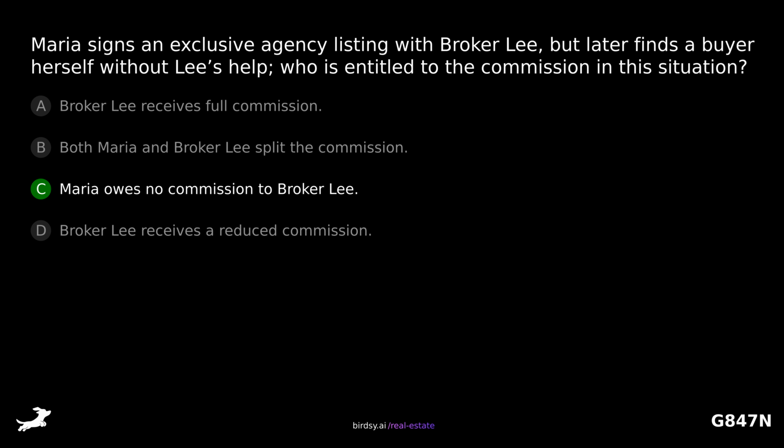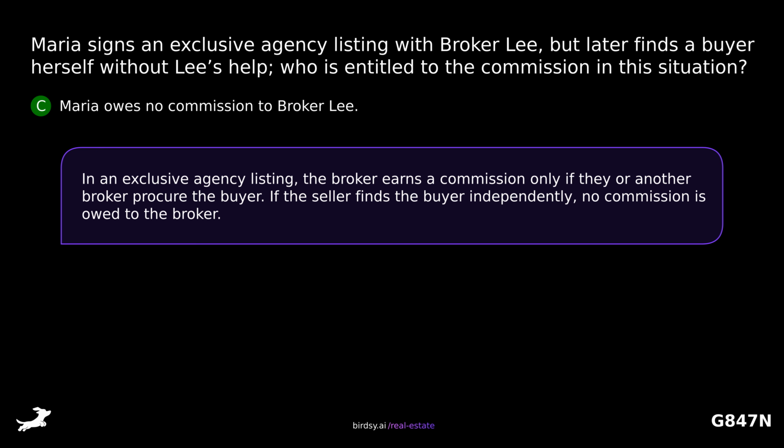The correct answer is C. Maria owes no commission to broker Lee. In an exclusive agency listing, the broker earns a commission only if they or another broker procure the buyer. If the seller finds the buyer independently, no commission is owed to the broker.